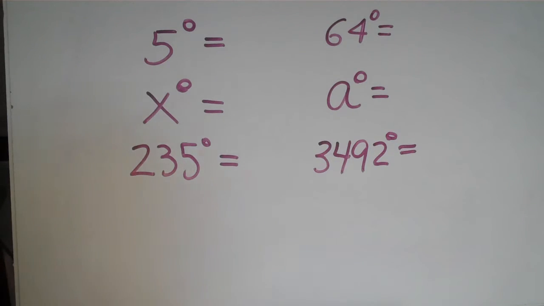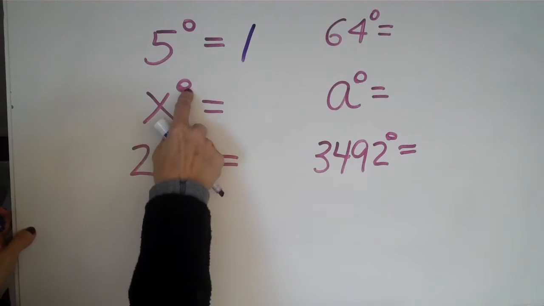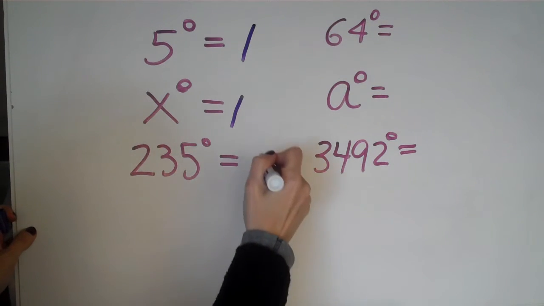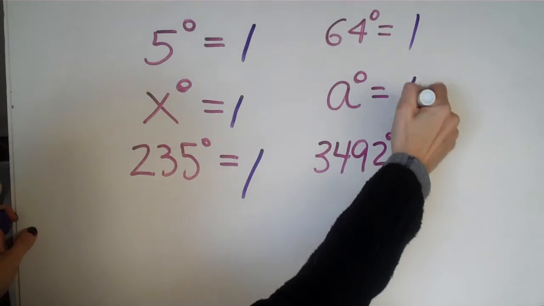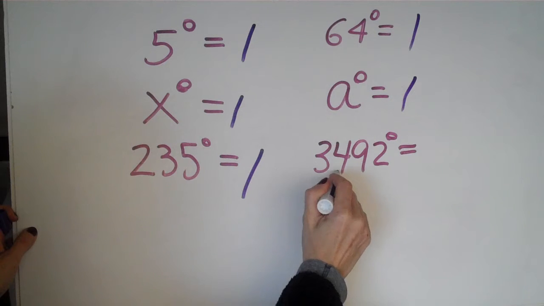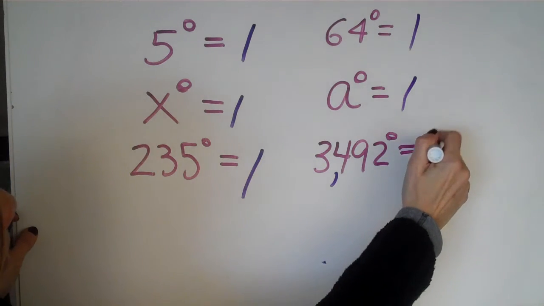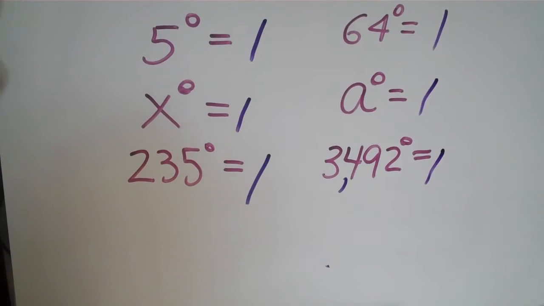If you have 5 to the 0 power, that equals 1. X to the 0 power, 1. 235 to the 0 power, 1. 64 to the 0 power, 1. A to the 0 power, 1. 3,492 to the 0 power, 1. No matter what it is in front of that zero exponent, it will always equal 1.